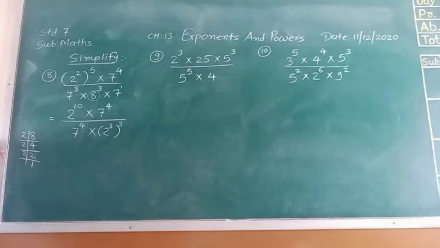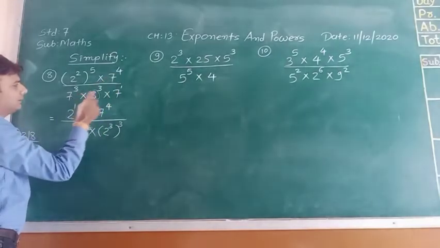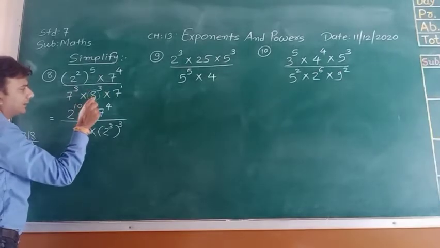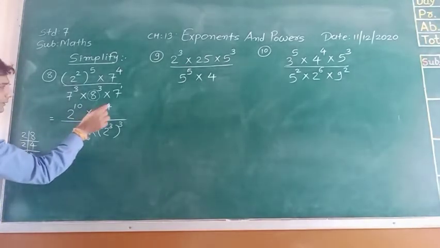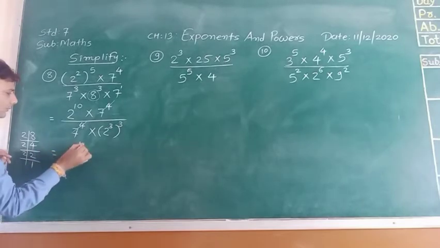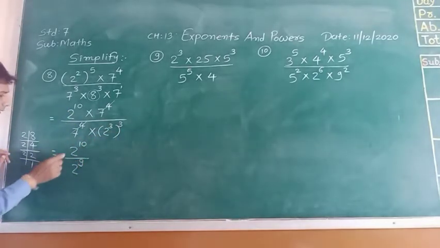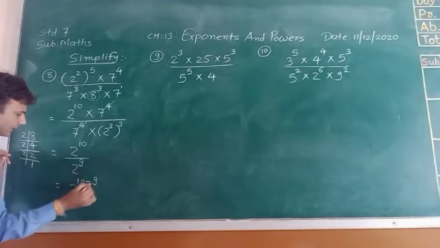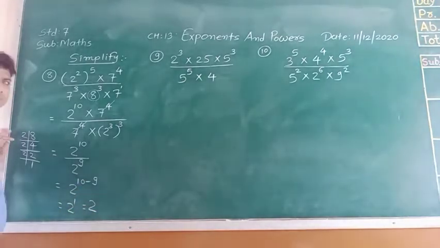Is it clear? Once again, 2 5s are 10, 7 is to 4. Same base, multiplication, sum of the power, 3 plus 1, 4. 8 means 2 cube, and 3, 7 is to 4, 7 is to 4, same power, same base, so we can cancel here. 2 is to 10 upon 2 is to 10, 3 3s are 9. Same base, division, subtraction of the power, 10 minus 9, 1, answer is 2. Very easy sum.